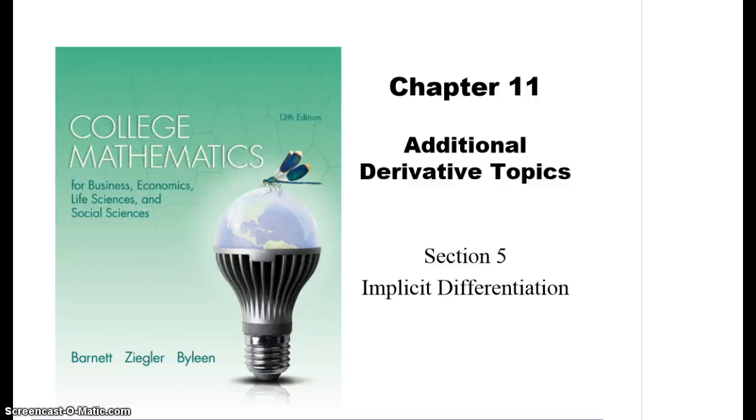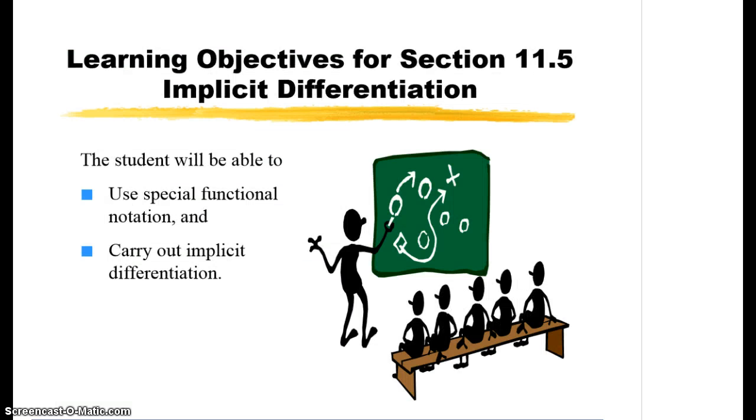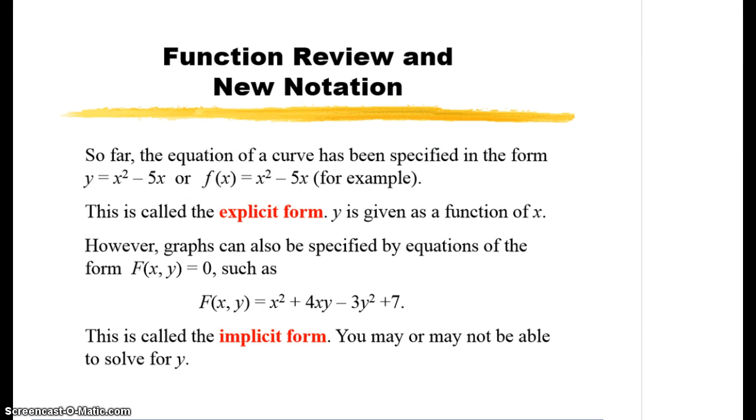Okay, section 11.5 from Barnett is about implicit differentiation. So we have a couple goals for today: to use special functional notation and to carry out implicit differentiation. That's what we're going to focus on in this section.